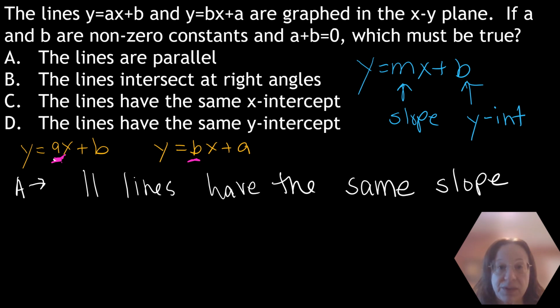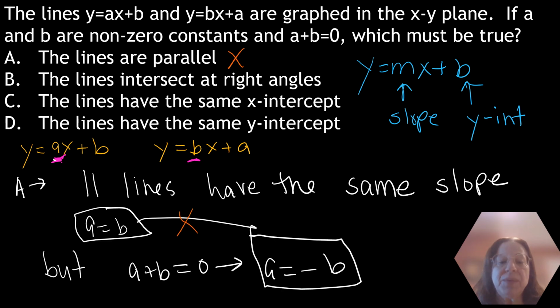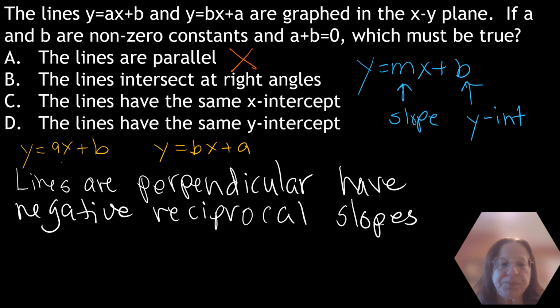So the first answer is that the lines are parallel. Parallel lines have the same slope, so that would mean a would be equal to b. But we know that a plus b equals 0, and a and b are not 0, so a equals negative b. So A cannot be true.